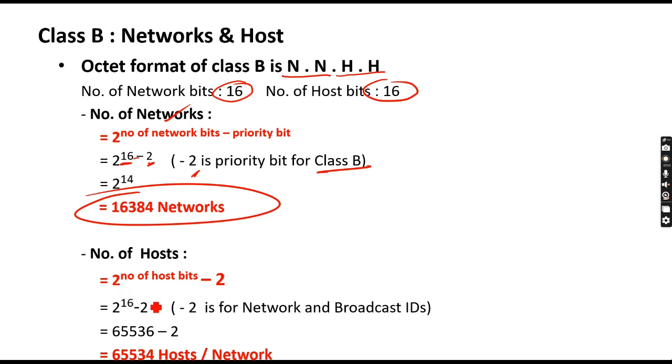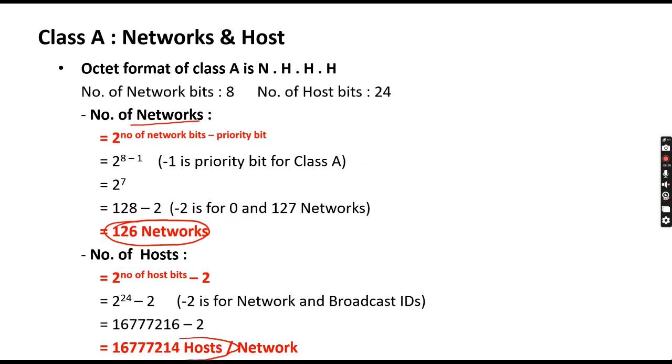And how many IP addresses? Again 2 power h minus 2, because of network ID and broadcast ID. So 2 power h minus 2 is equal to this one. Total 65,536 IP addresses minus 2, it is 65,534. So this is class B. This total number of hosts is how many computers you can keep in a single network. In class B, around 65,000. In class A, around 16 million IP addresses. In the sense, 16 million devices you can keep in one network.